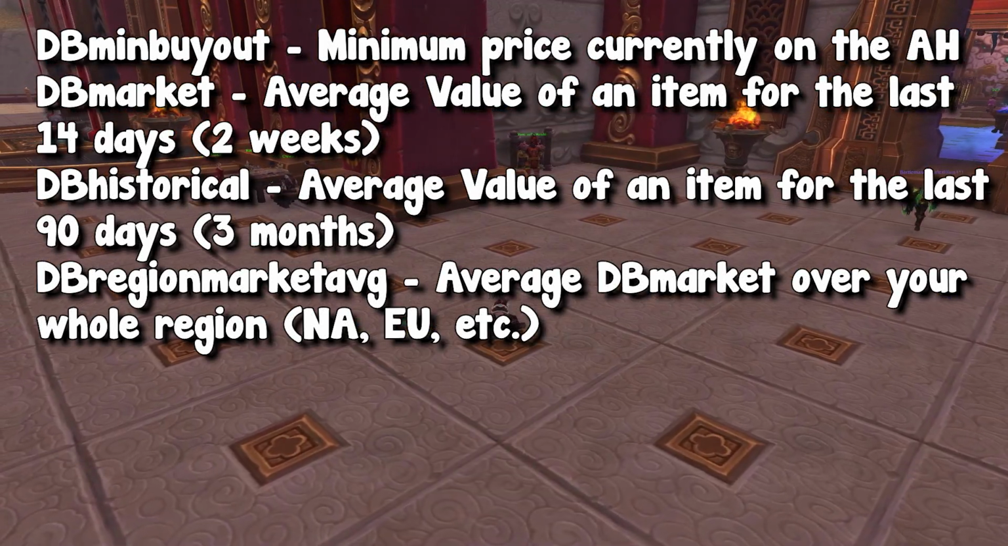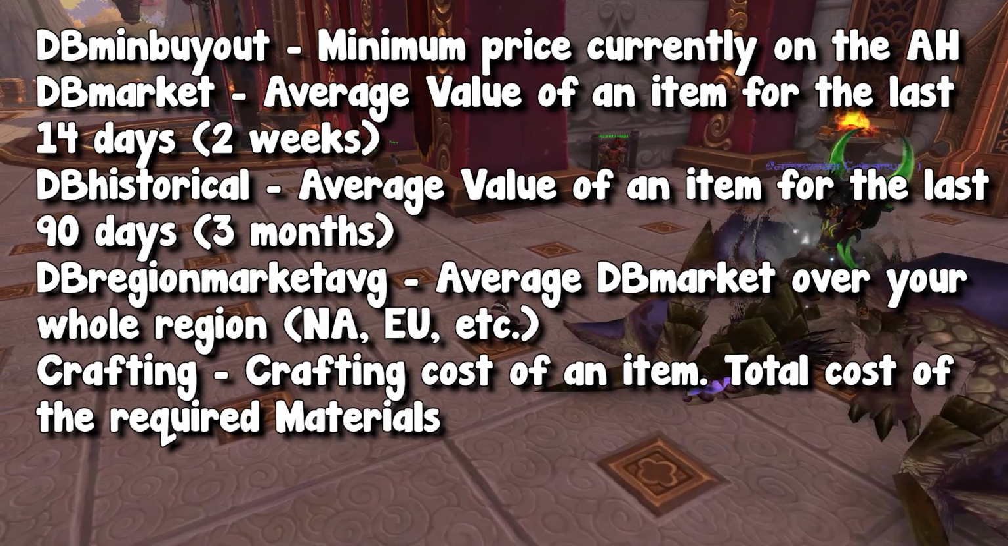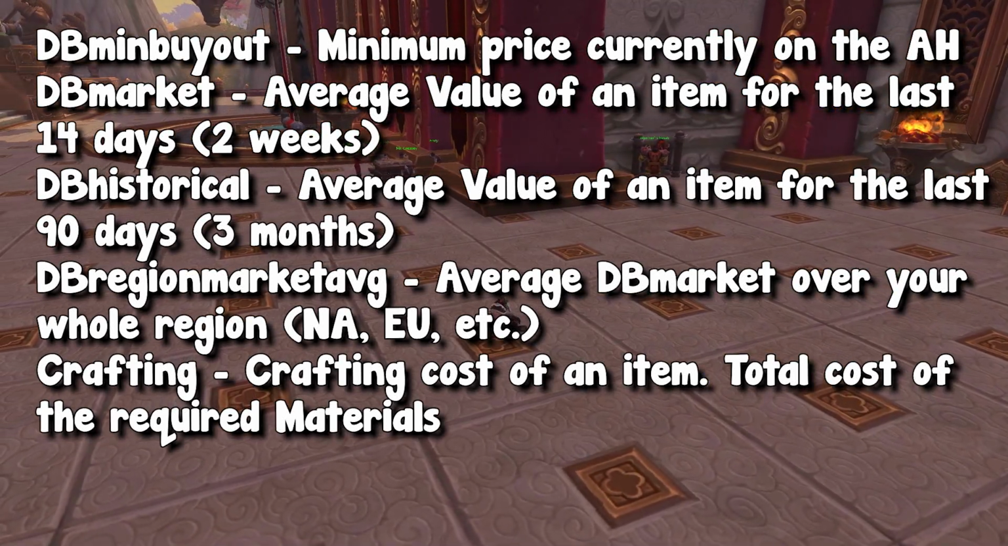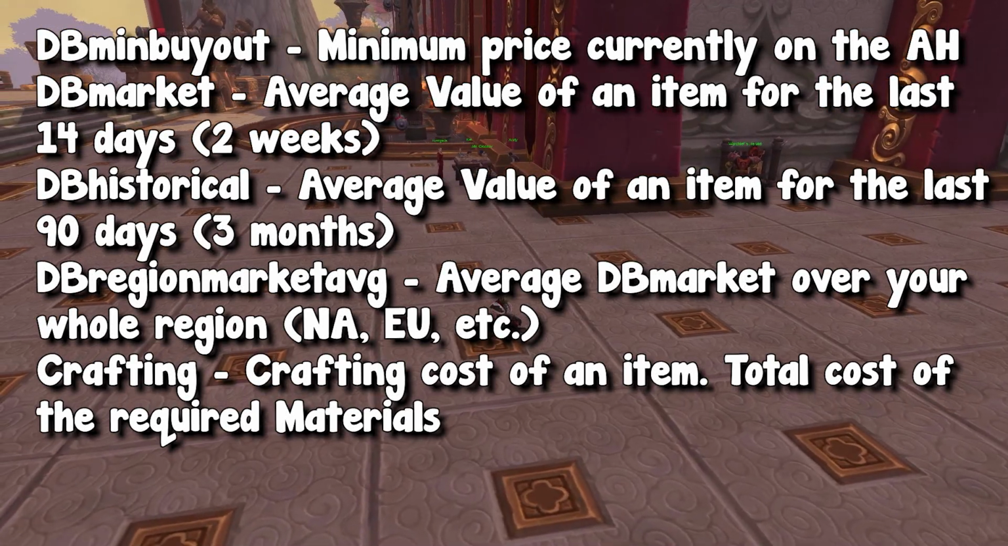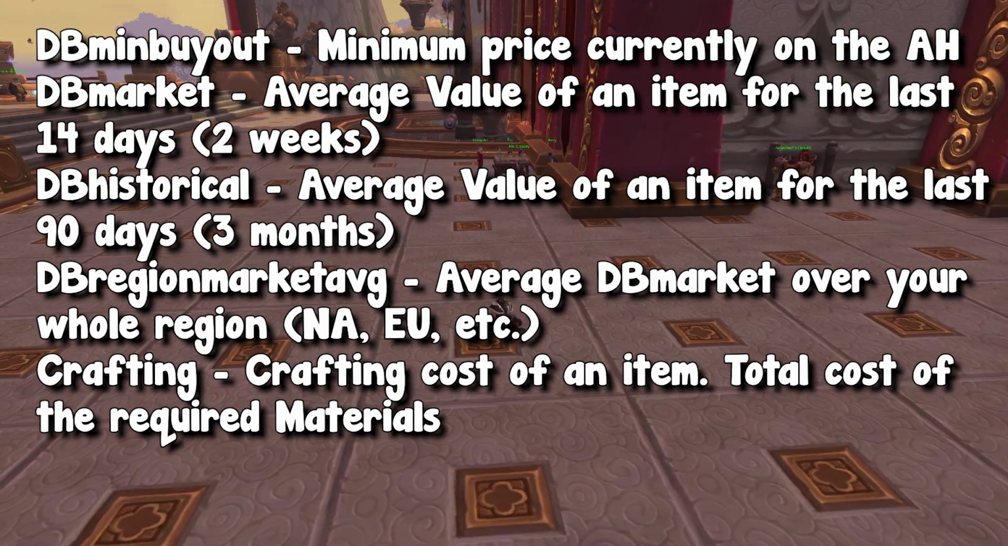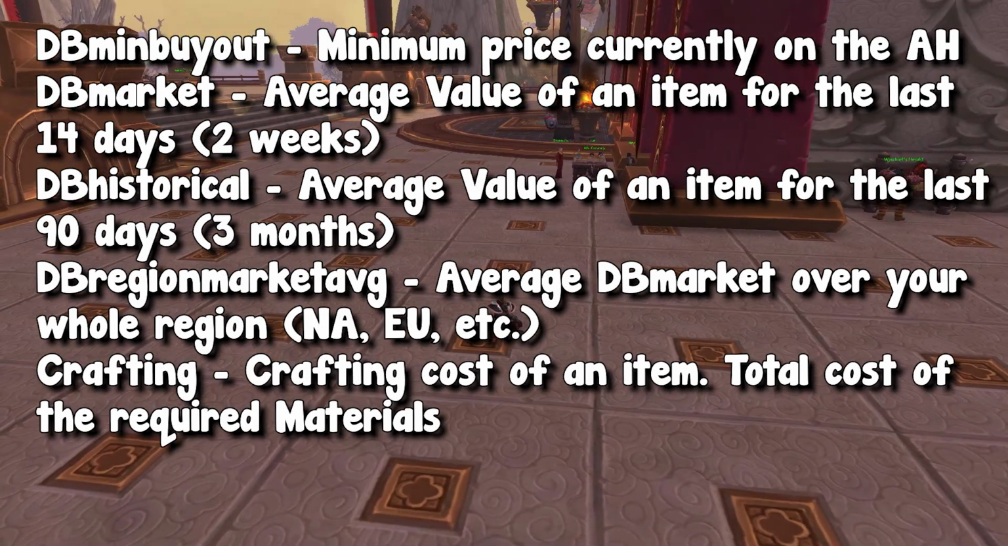The fifth term we have is crafting. Now, crafting basically just states the crafting cost of an item. So once again, you can only use this if the item is craftable. However, this is basically just calculating the material cost of an item to make, and that is labeled as crafting.